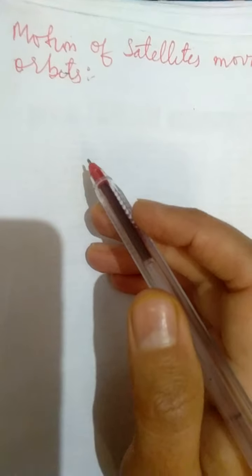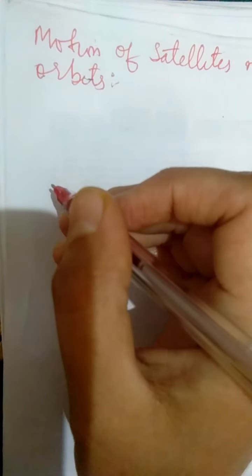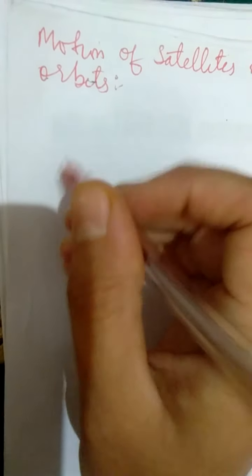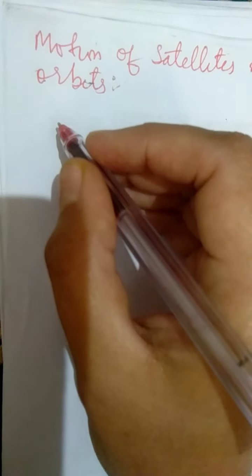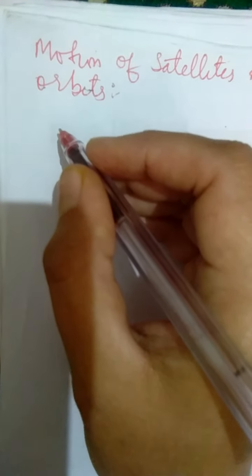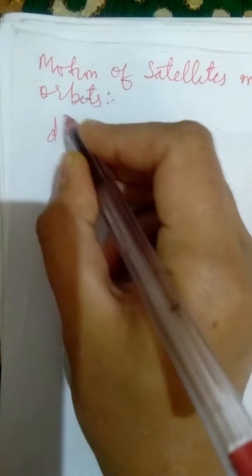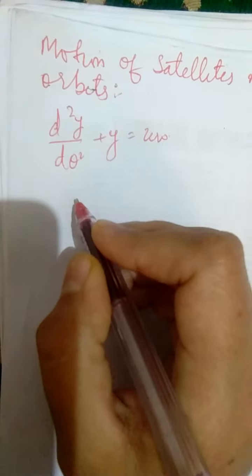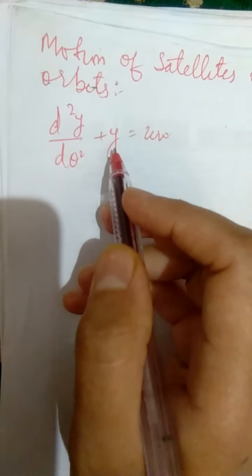Now today we are going to discuss certain features of this circular motion. We'll begin from something about which we have previous knowledge. So the differential equation of motion for an object, for a satellite, moving under the influence of a central force is given by d square y by d theta square plus y is equal to 0. We have already derived this equation in a previous video.